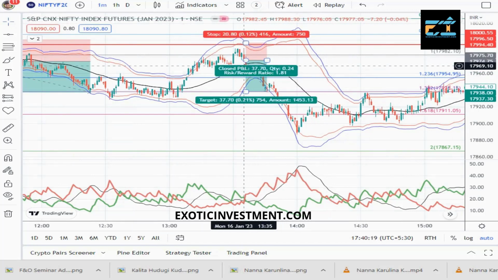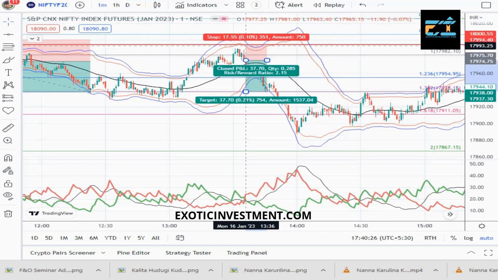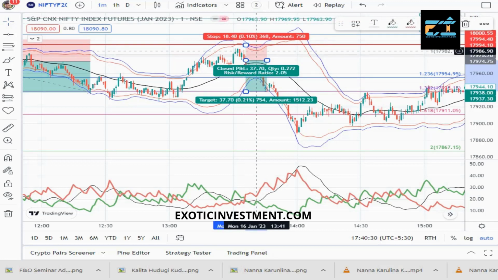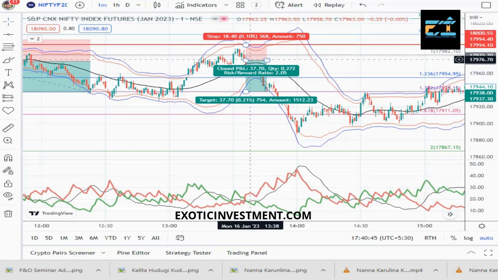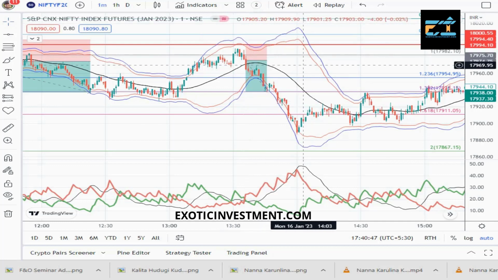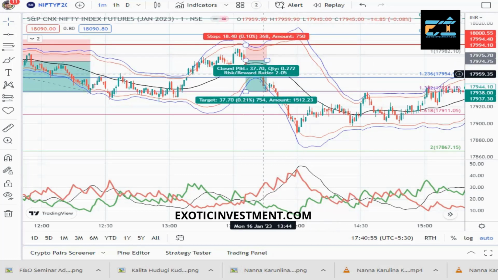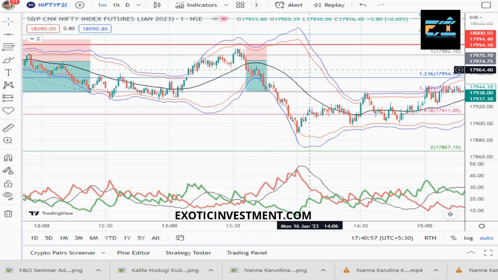We have bought it over here and we have sold it over here. So this risk to reward ratio, I have to adjust the stop loss. The risk to reward ratio is 2.05 in this particular situation. So that's the trade for you. This short position is the profit you can make on a regular basis. This is a very simple but straightforward trading strategy which makes money on a regular basis.